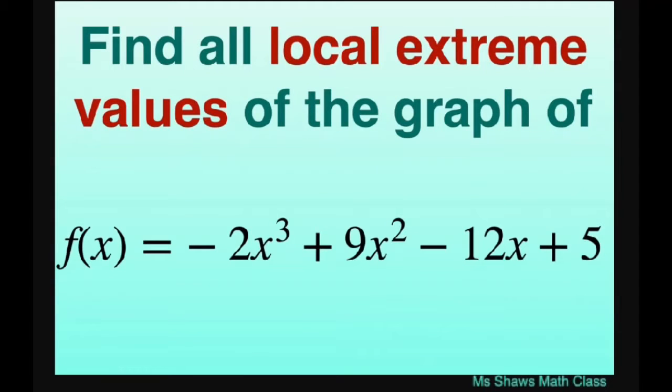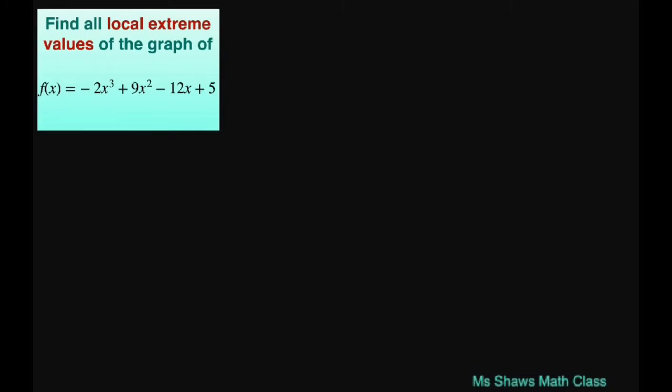Hi everyone, we're going to find all local extreme values of the graph of f of x equals negative 2x cubed plus 9x squared minus 12x plus 5. So basically what we want to do is find the horizontal tangents, and to do that we need to take the derivative of our function. So we're going to do f prime of x. This is going to give us negative 6x squared plus 18x minus 12.